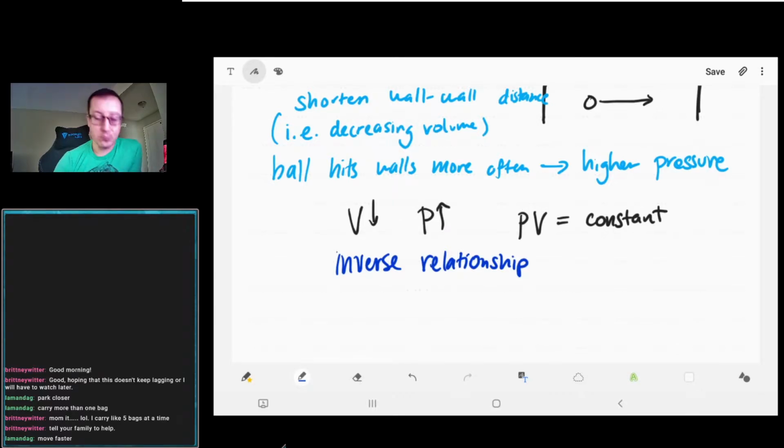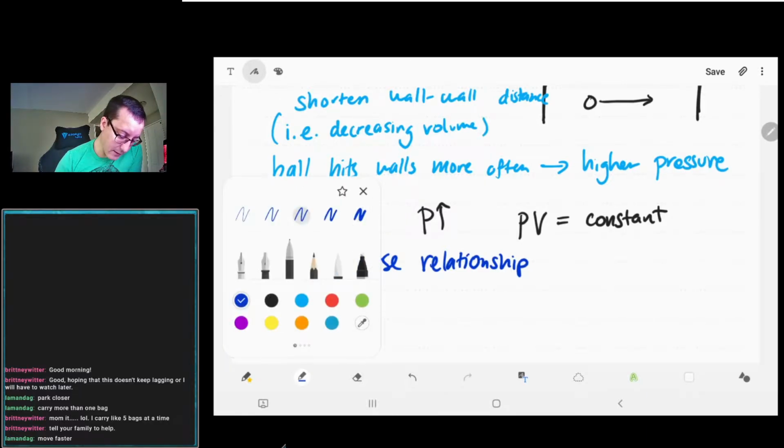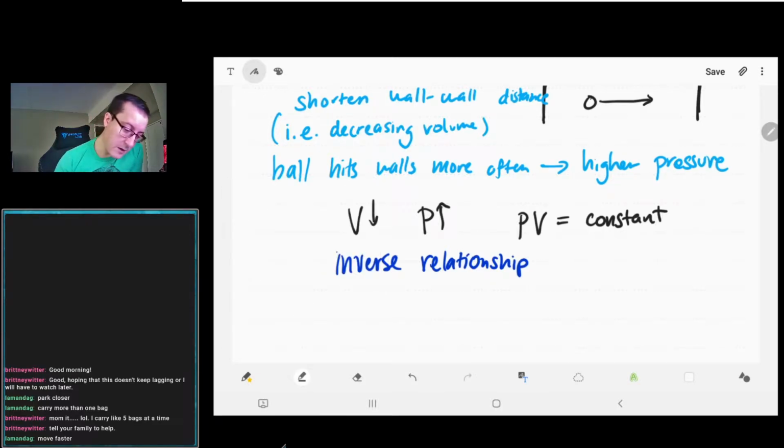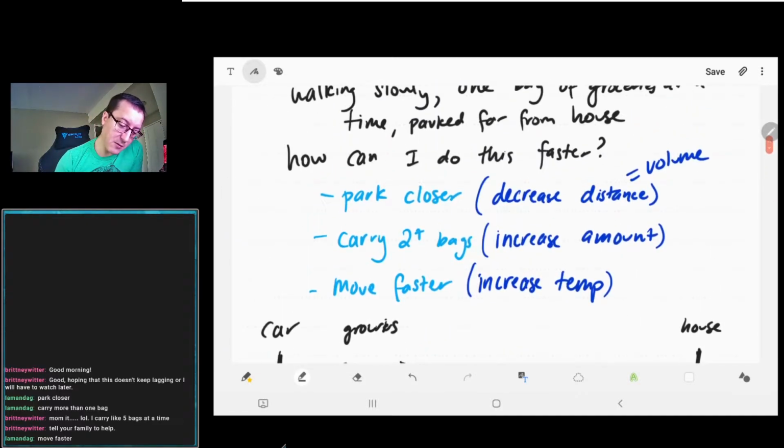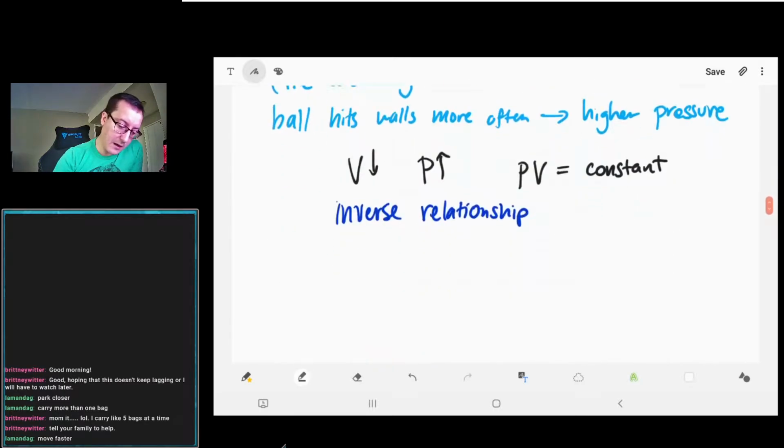Okay. Creature has grumbled in agreement, so that's a good thing. Or possibly disagreement, we never know. The second one we had was to carry more bags.